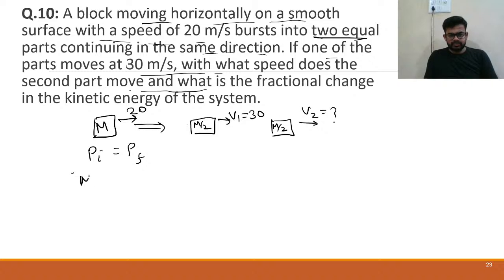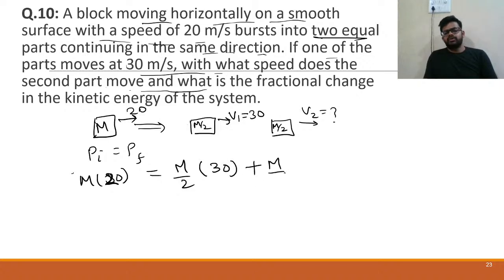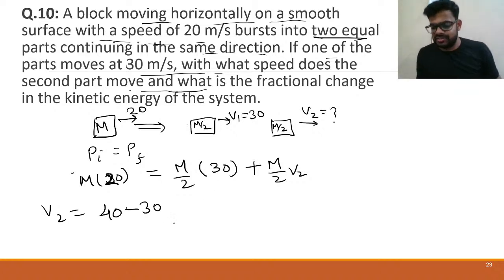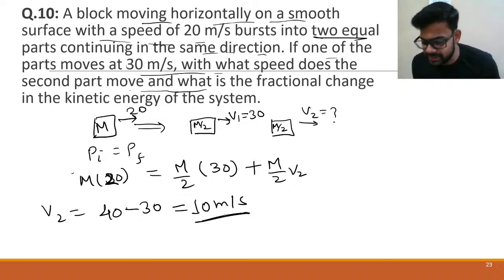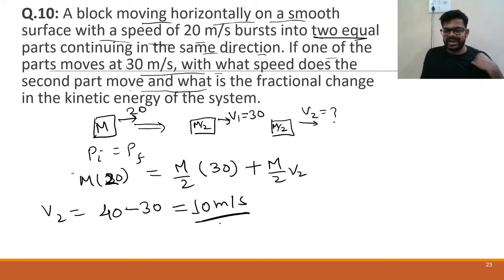Let us apply it quickly. m into 20 will be equal to m by 2 into 30 plus m by 2 into v2. That's all. So let us find it. We are getting 40 minus 30 equals v2. I have just cancelled all the m and taken the LCM. So we will get here 10 meter per second. My dear Karan, good questions will also come, don't worry about that. So we are getting v2 is 10 meter per second.